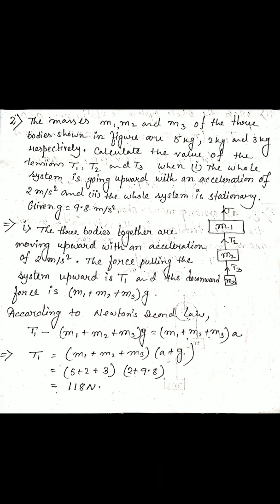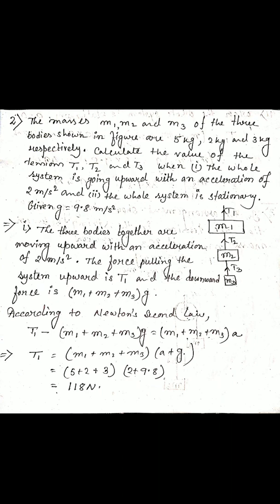Here you see the masses M1, M2 and M3, three bodies as shown in this figure. These are 5 kg, 2 kg and 3 kg: M1 equals 5 kg, M2 equals 2 kg and M3 equals 3 kg respectively. We have to calculate the values of T1, T2 and T3 for two cases.